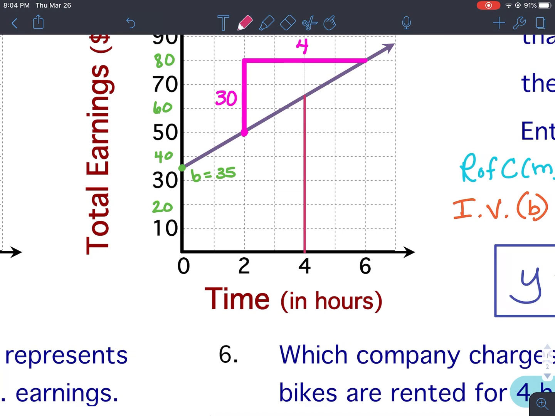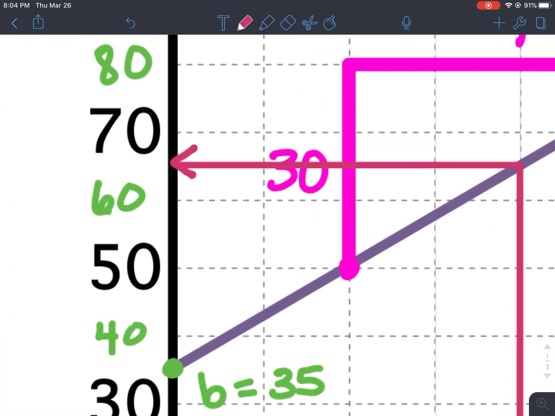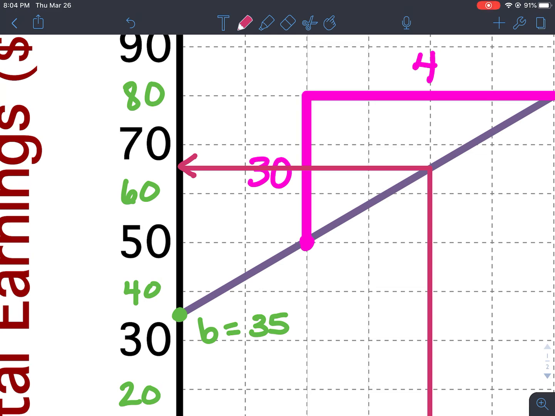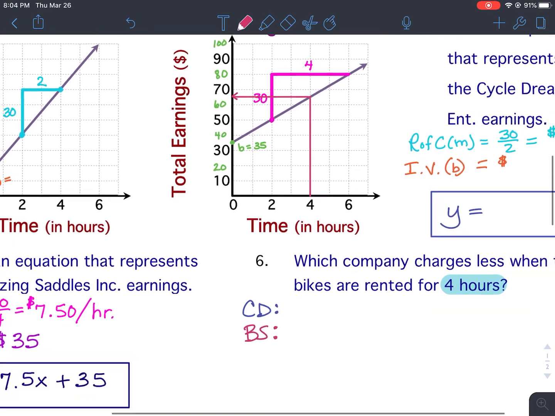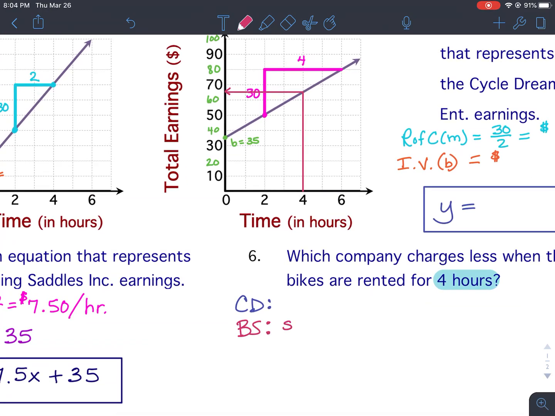And now go from that point straight over to the y-axis. So the arrow is pointing towards how much they charge. Well, once again, it's not right on a grid line, but it's halfway between 60 and 70. Halfway between 60 and 70 would be what? So that means that halfway between 60 and 70 is 65. Blazing Saddles charges $65 for 4 hours. I'm going to make these lines a little thinner.